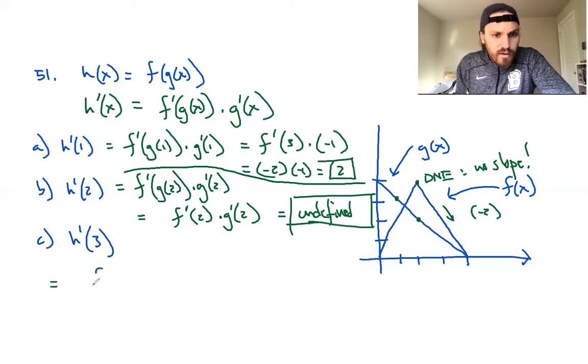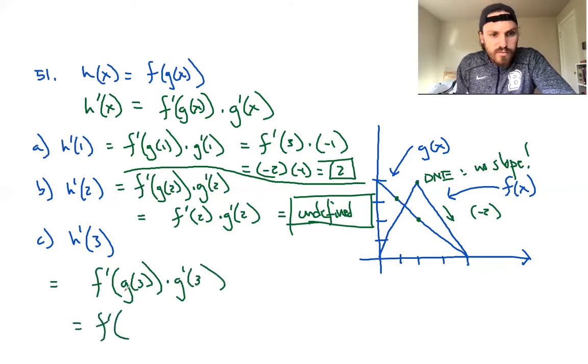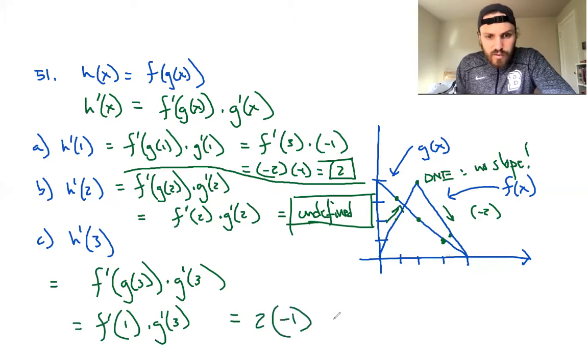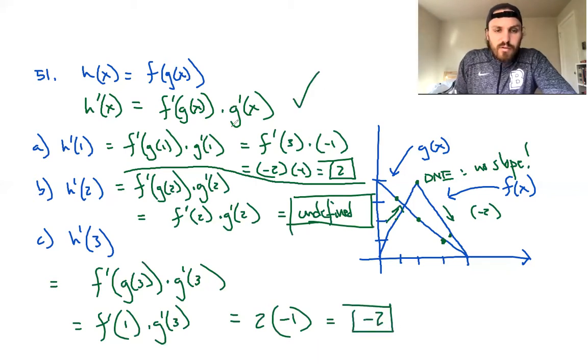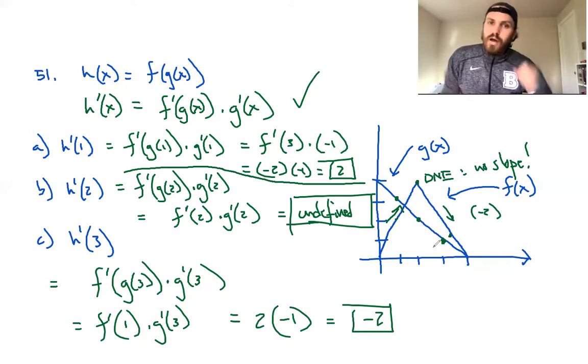Finally, h prime of 3, which should be f prime of g of 3 times g prime of 3. Okay, so f prime of, so what's g of 3? G of 3 is right there, and it's 1, times g prime of 3. So f prime of 1 is right here. It's this slope right here, which is positive 2. And g prime of 3 is, again, negative 1. And so we end up with a slope of negative 2. So we're basically using the chain rule and then just using the graph to find y values and then find slopes.